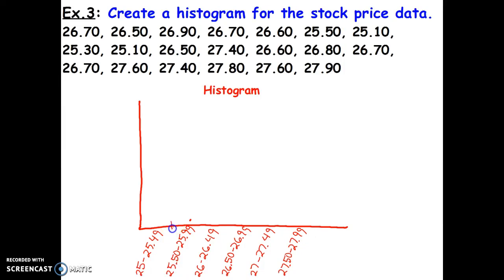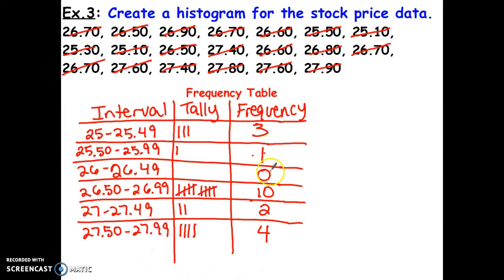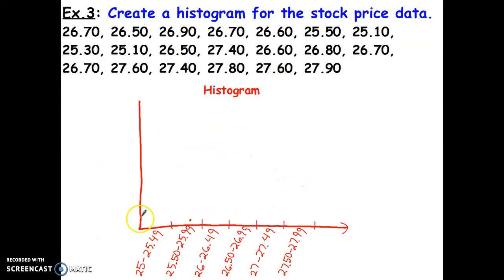So now we have our intervals listed, and I like to put marks in between so I know where my bars start and end. And then along this side is where your frequencies go. So let's look back at our table and look at our frequencies. Our smallest is 0, our biggest is 10. So let's go from 0 to 10. 1, 2, 3, 4, 5, 6, 7, 8, 9, 10.